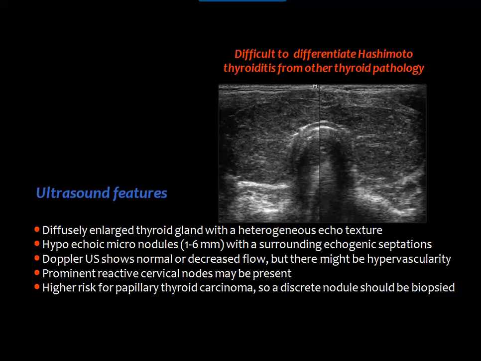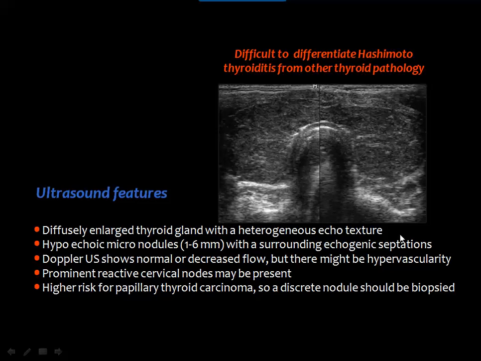And by ultrasound, there are some of the reported features to help you suspect the possibility of Hashimoto's thyroiditis, but they are all non-specific, such as a diffusely enlarged thyroid gland with heterogeneous echotexture, the presence of hypoechoic micronodules, these small nodular hypoechoic lesions surrounded by bright or echogenic septations, like these echogenic lines.